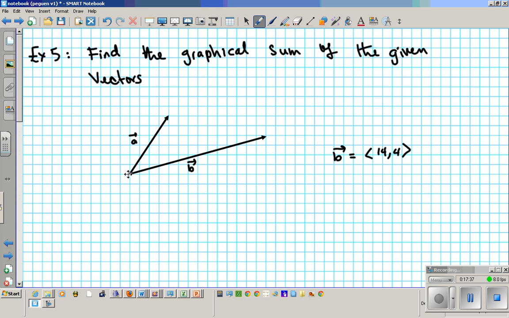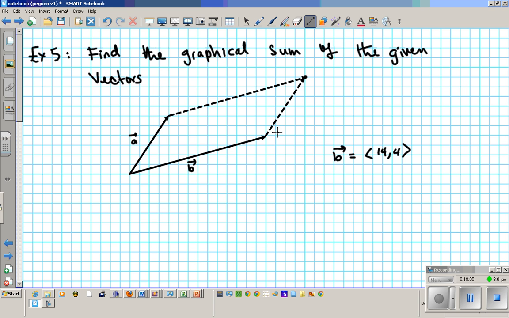So what I'm going to do is I'm going to transpose this vector up here. So I'm going to go 4 up, 1, 2, 3, 4, and 14 to the right, 1, 2, 3, 4, 5, 6, 7, 8, 9, 10, 11, 12, 13, 14. Okay? So draw this vector using a dotted line. What did I just do? I just copied vector B up here. Okay, and if I connect this dot, I have vector A.